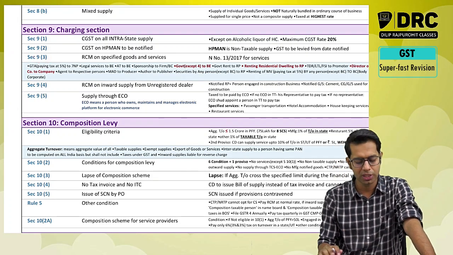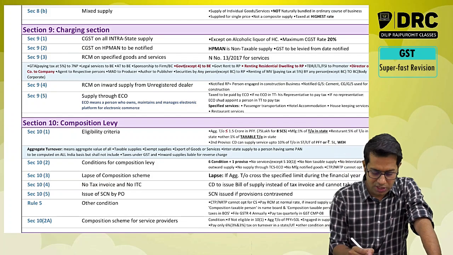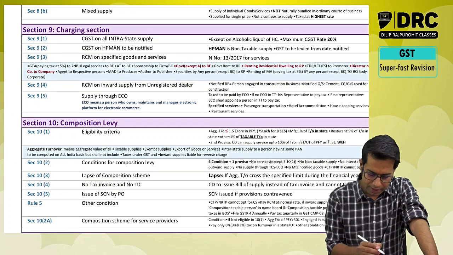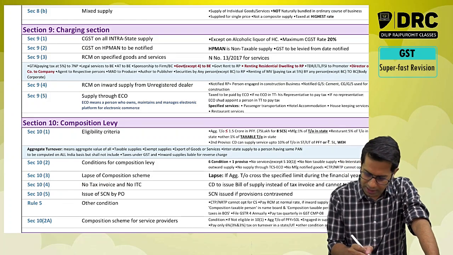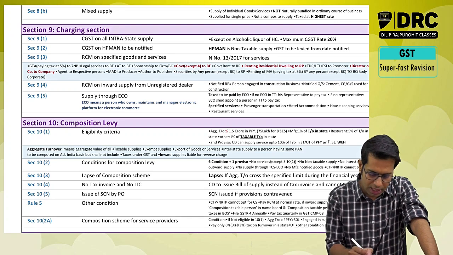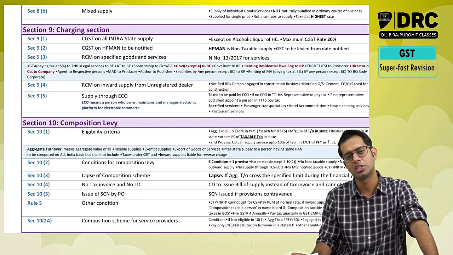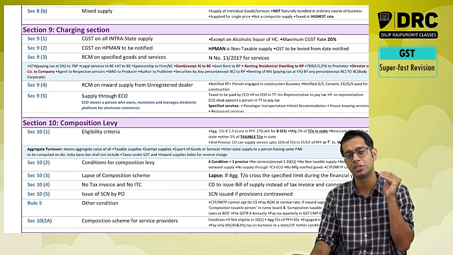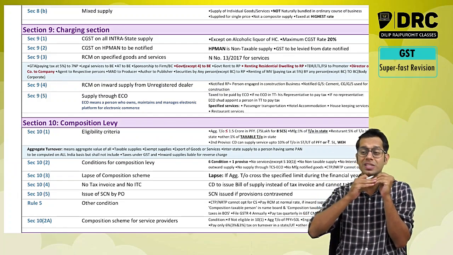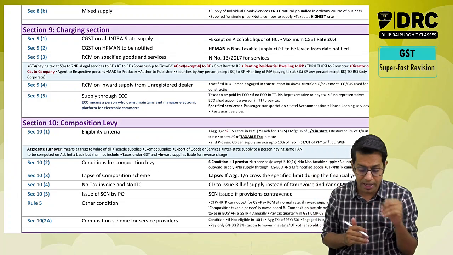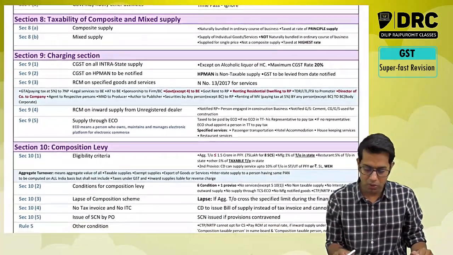Section 9 subsection 3. What does section 9 subsection 3 say, sir? Section 9 subsection 3 talks about the reverse charge mechanism. It says there are some goods and services which are notified. On these goods and services, the recipient of the goods and services will have to pay the tax on reverse charge. Which are these goods and services, sir?